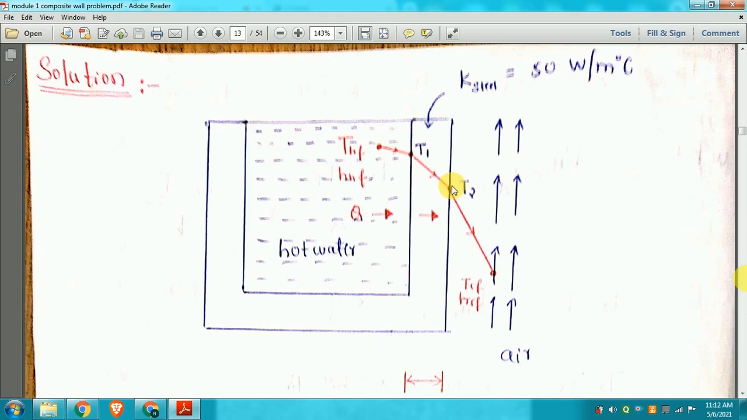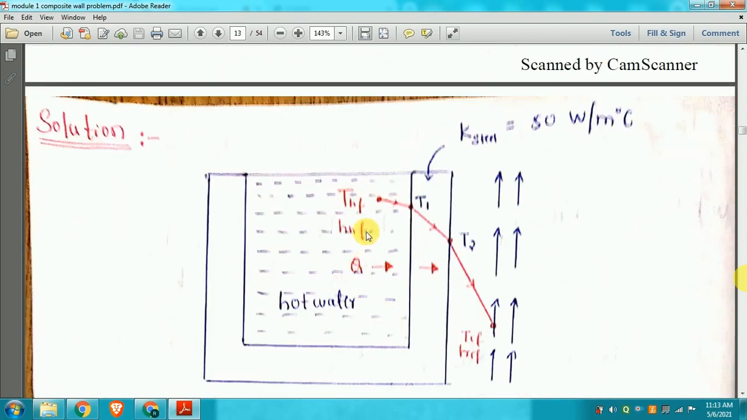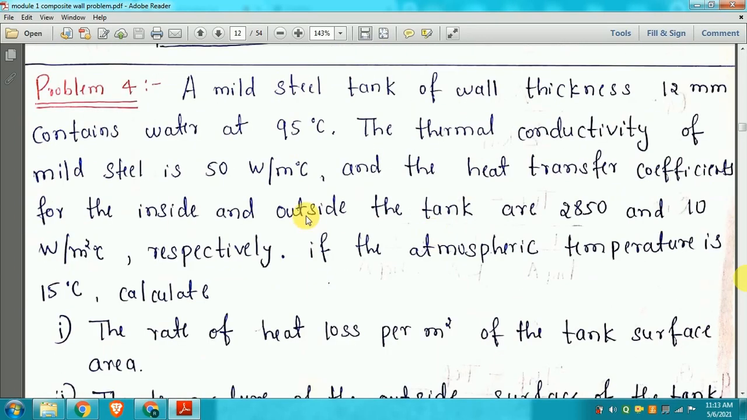Sir, Q is equal to T1 minus T2 divided by L by K. Yes. So what about the T1 temperature? Do we know the T1 temperature? Sir, fluid temperature. No. The fluid temperature is THF. This is the inside wall surface temperature. THF is given: THF is 95 degrees Celsius and the outside air temperature is 15 degrees Celsius.